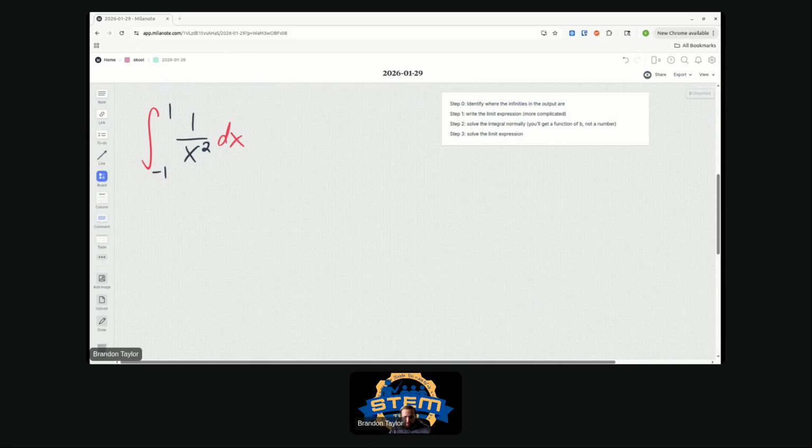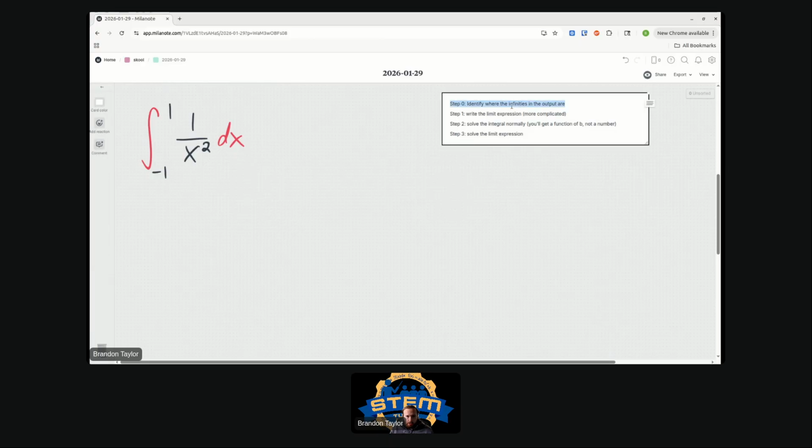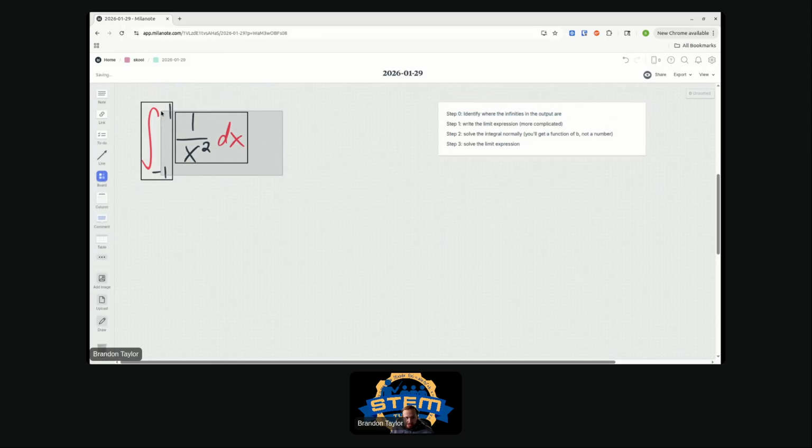You've probably done hundreds of integrals in your life, or maybe thousands, depending on what exact class you're in and how rigorous your classes have been. Technically, the reason you've never had to do this step zero before, identifying infinities in the output, checking that before going into the work, is that usually you just see something like this and jump right into the work. That's more efficient if you can build the muscle memory and you don't have to think about it. You can just go straight into your work.